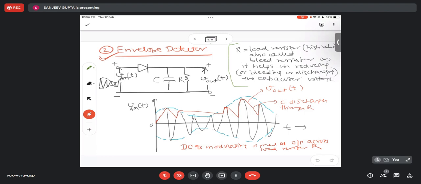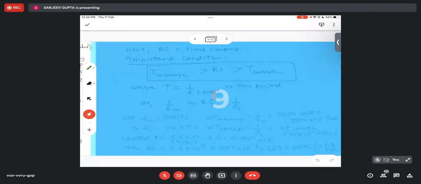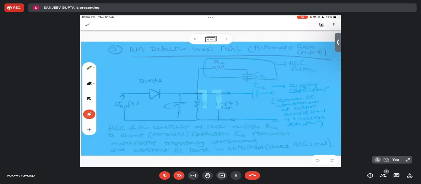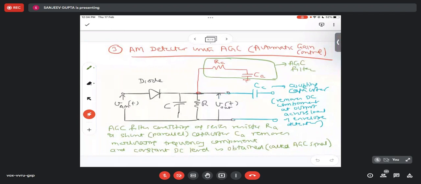So what we do, we slightly improve upon this envelope detector by putting a capacitor, because we know the capacitor is a DC block. So I just add a capacitor, which I've shown in the blue color. This is a coupling capacitor. Just look into this one. Don't see the green part right now. So this is a slightly better version of the envelope detector with the blue part.